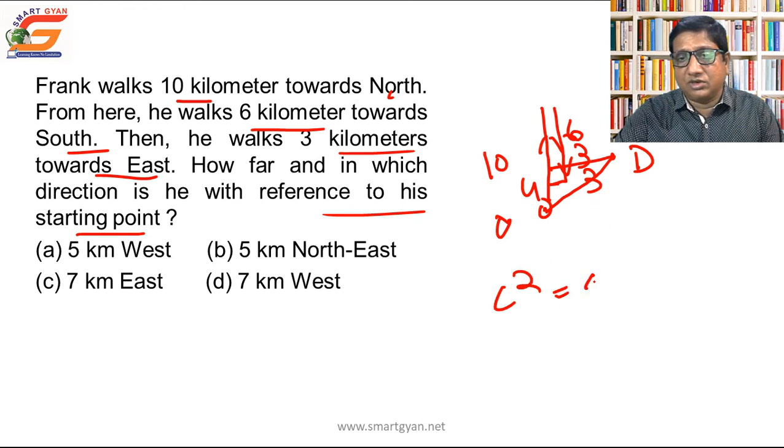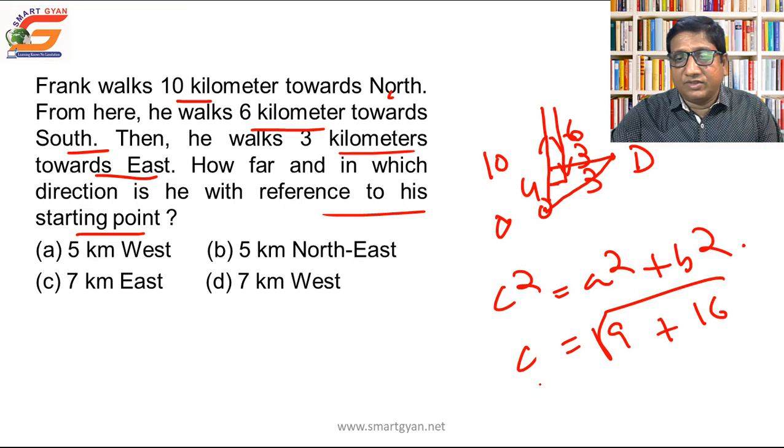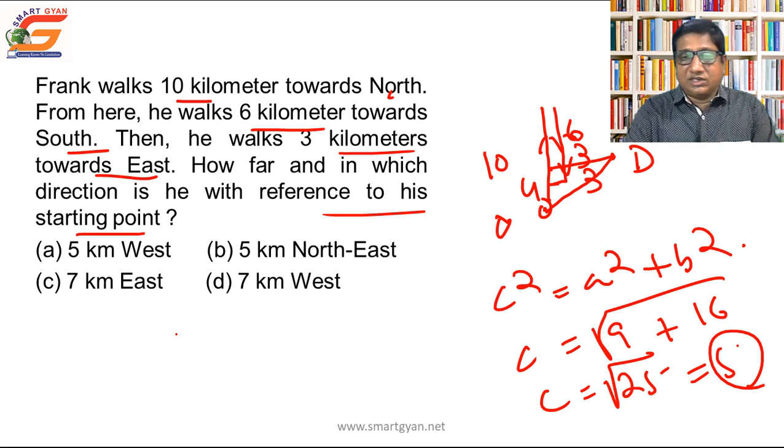C square is equal to A square plus B square, so C will be root over 3 square, 9, plus 4 square, 16, that is root 25, that is 5. So the distance is 5.